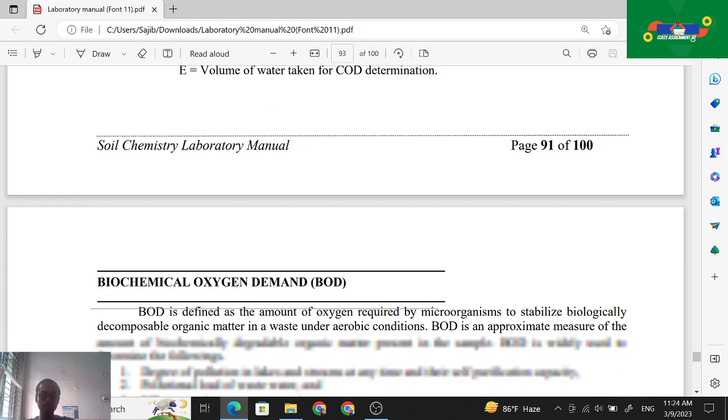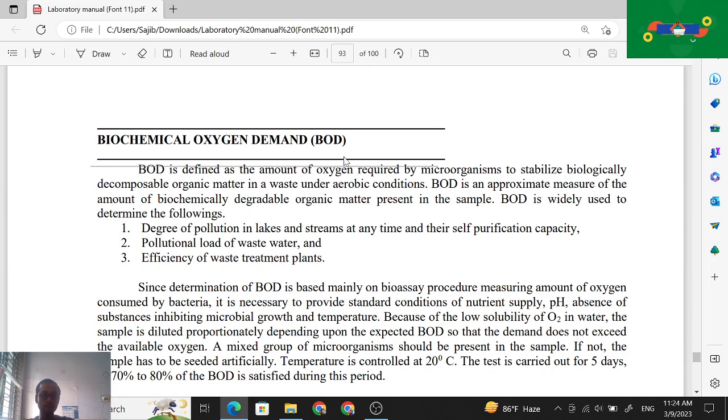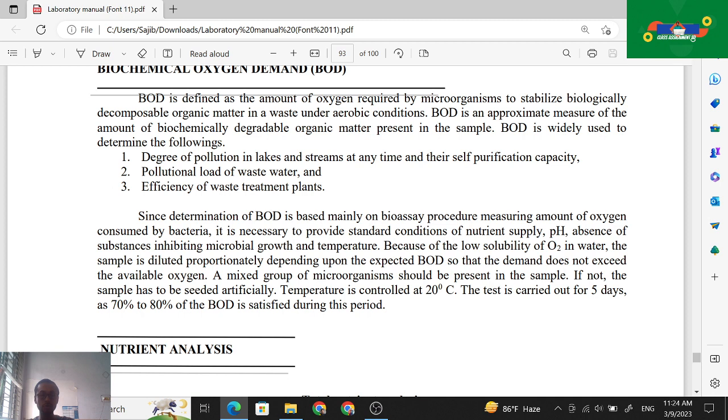Now, in biological oxygen demand or BOD, BOD is defined as the amount of oxygen required by the organisms to stabilize the biologically decomposable organic matter in waste under aerobic conditions. BOD is an approximate measure of the amount of biologically degradable organic matter present in the sample, and BOD is widely used to determine the following: the degree of pollution in lakes and streams at any point of time and their self purification capacity, the pollutional load of wastewater, and the efficiency of the water treatment plant.